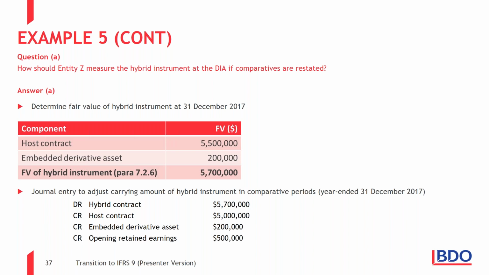So this journal is just processed to make sure that when we restate the comparatives for 31 December, we will now actually have the hybrid contract at 31 December at 5.7 million. But as you can see, we can't go back into the previous year and make changes to items in retained earnings. We have to book it against opening retained earnings 1 January 2018.